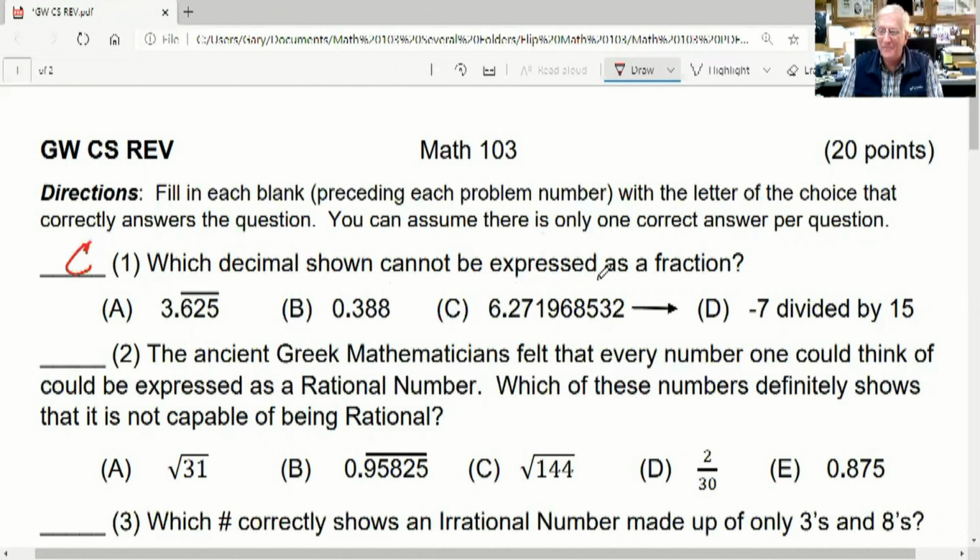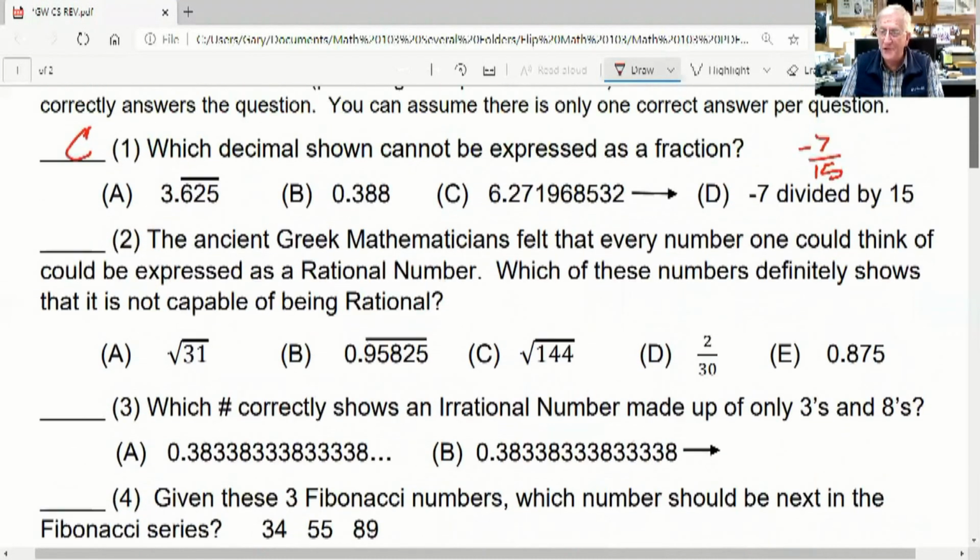What is this thing? Well, remember the Kelly arrow refers to what? The fact that this decimal goes on forever, never repeats, never terminates. Therefore, it's irrational, and you know that irrational numbers cannot be written as fractions. All right, and of course, -7 divided by 15 would be the fraction -7 over 15, and that's obviously a fraction, so that answers that question. So let's go on to question number 2.